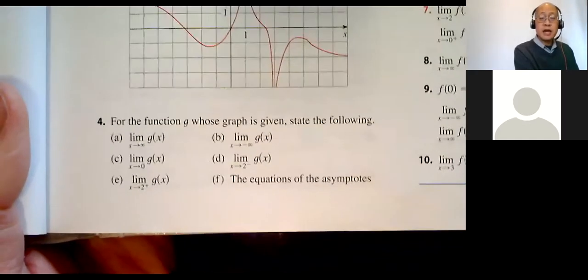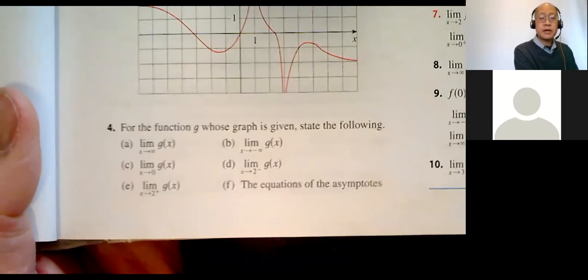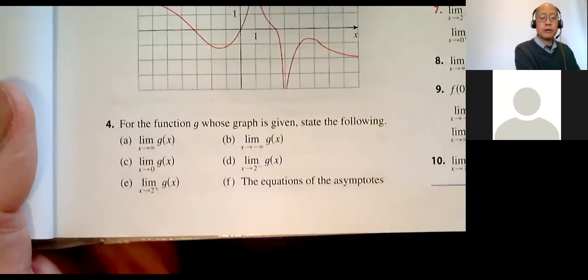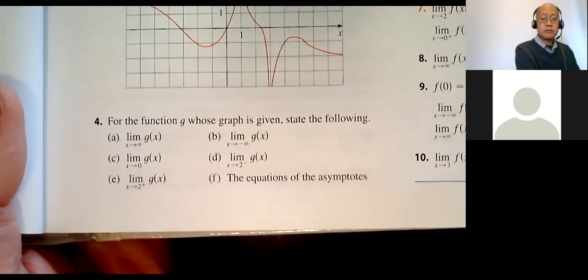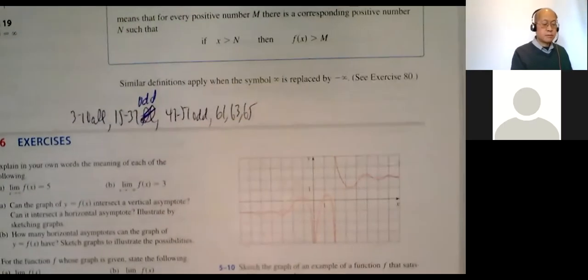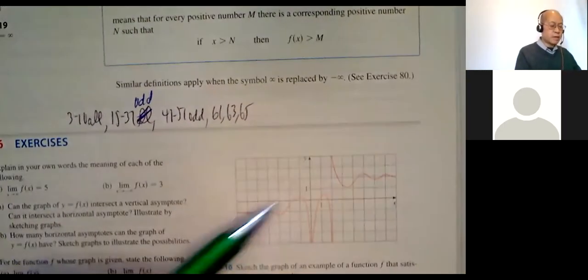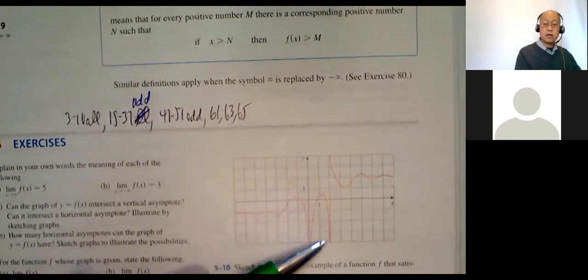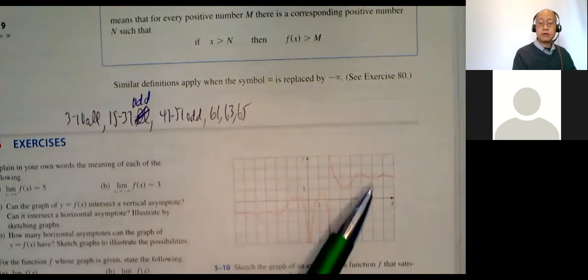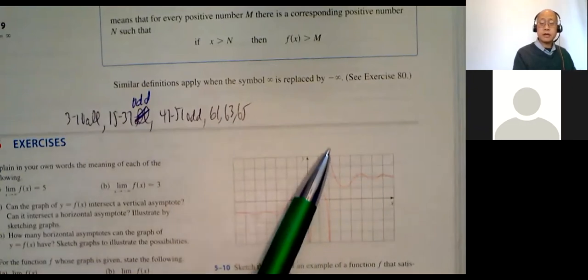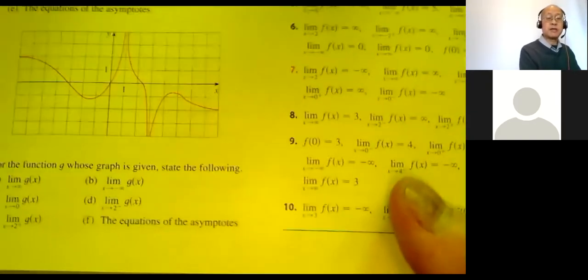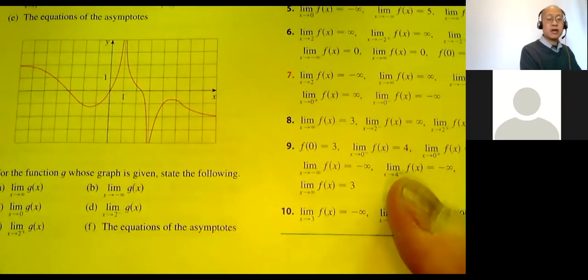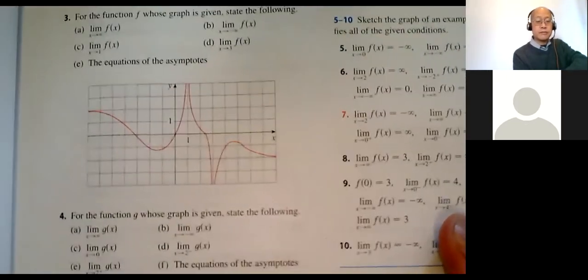Okay, D, x approaches 2 from the left. E, x approaches 2 from the right. Okay, so approach 2 from the left, approach 2 from the right. We approach 2 from the left, drop to negative infinity. Approach 2 from the right, positive infinity, right? Okay, so one more time, D is negative infinity, E is positive infinity.